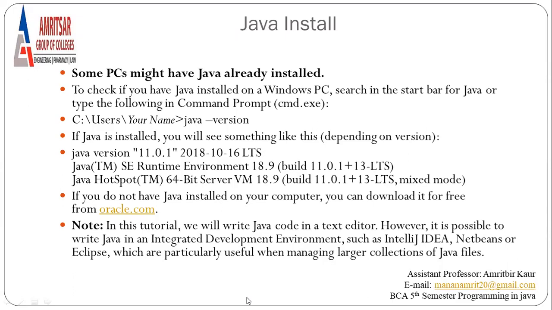If Java is installed on your system, you will see output like Java version 11.0.1, Java SE Runtime Environment, Java HotSpot, like this. On my system, Java is installed, so I will run this java space version command, and this output will be displayed because Java is installed on my system.